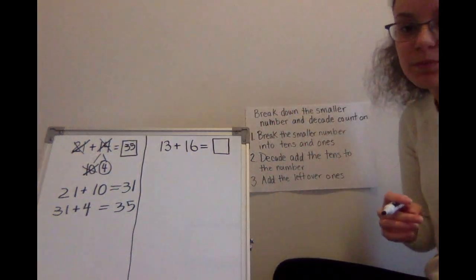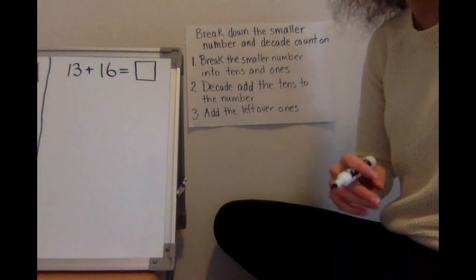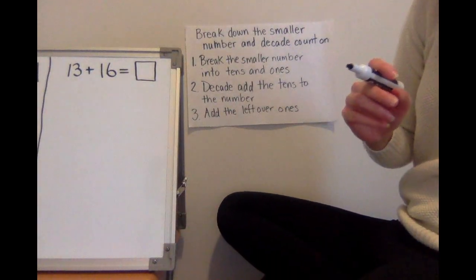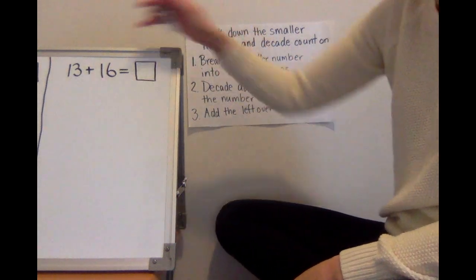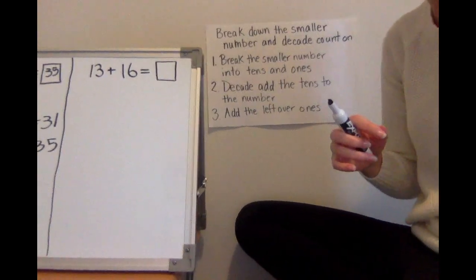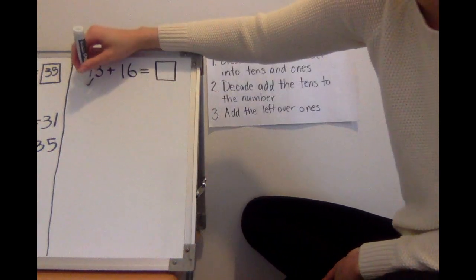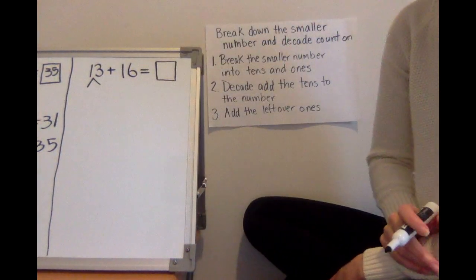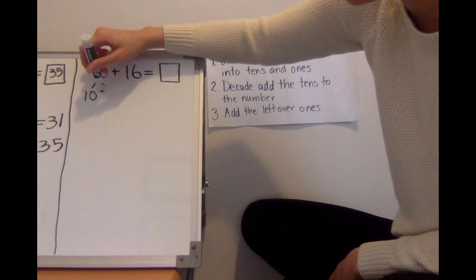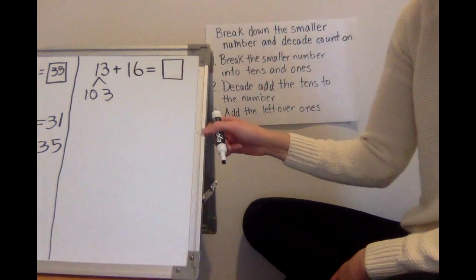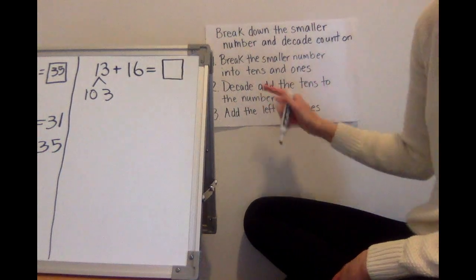35. Nice. All right, let's do this last problem together before you guys get to go on your own and do 2 more problems by yourselves. First step, break down that smaller number. Which of these is smaller? Yep, 13. What do we break 13 into? 10 and 3. Make sure you're doing it with me. What's my next step? Decade add the tens to the number.